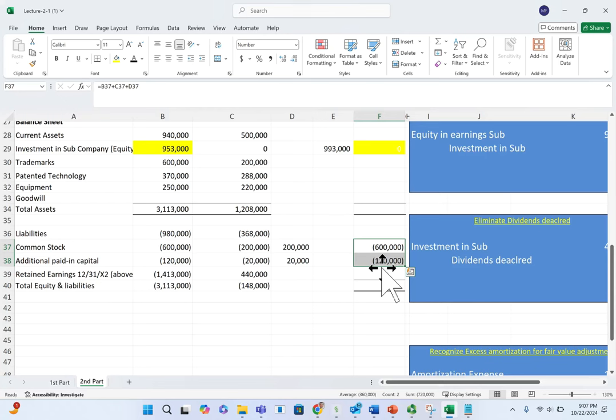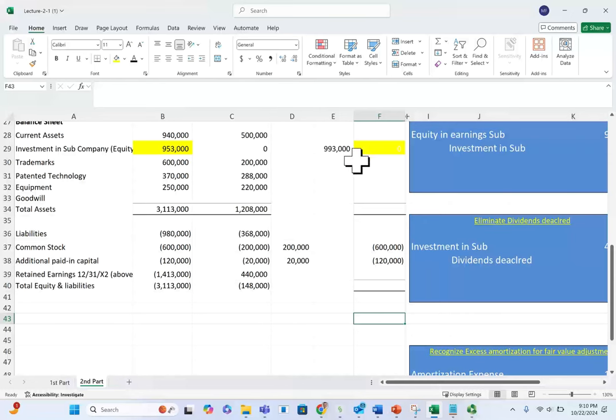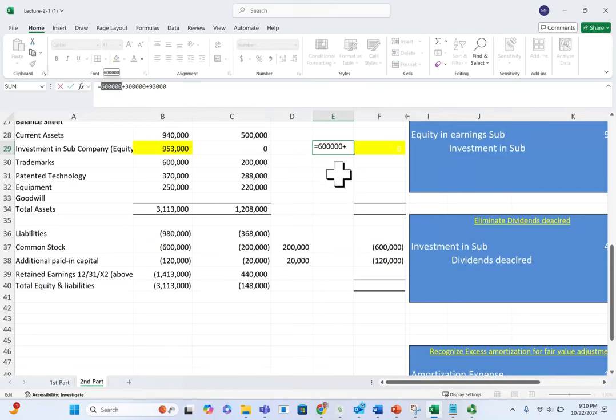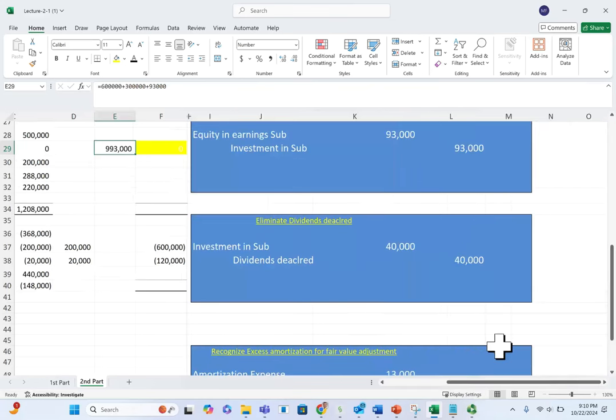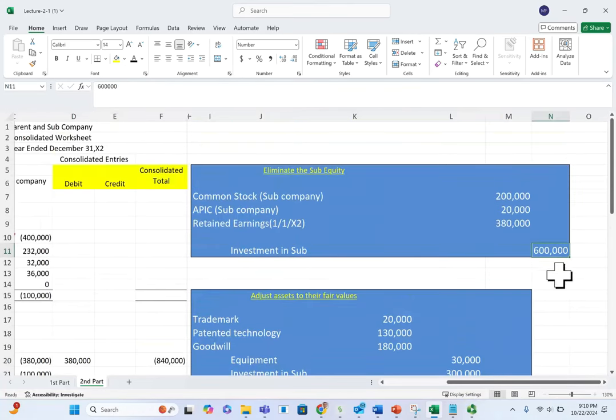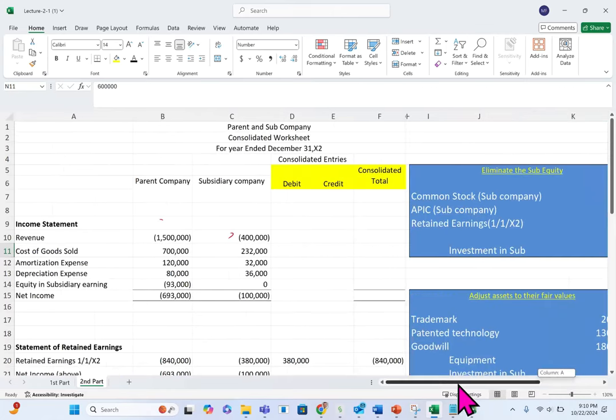What's the ending balance of equity? The parent company: the parent common stock, the parent APIC, and the parent retained earnings. Some of you might be wondering, why did I credit this 993? This is not 993. What I credit the investment is only 600,000, but there's more credit that's coming. It's going to be a total of 993. Just hold on to that. So I credit the investment only for now, 600,000.